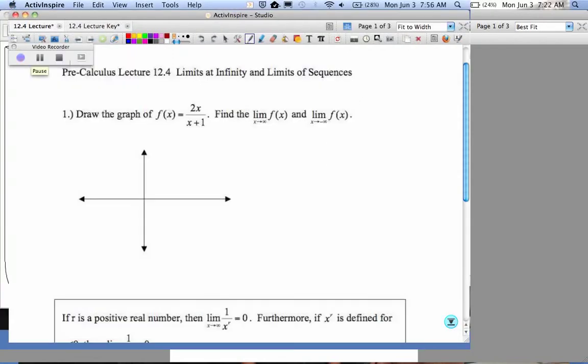Final lecture of pre-calc, 12.4. However, because of the way we set up with 2.6 to 2.7 right before chapter 12, this lecture becomes much easier for you guys. It's almost a review situation. So let's quickly graph this. What do you guys remember from doing 2.6, 2.7?